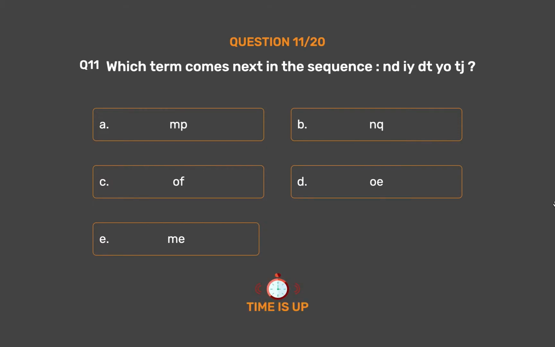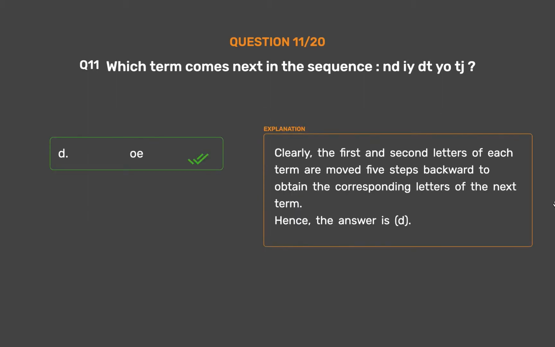The correct answer is option D, OI. Clearly, the first and second letters of each term are moved 5 steps backward to obtain the corresponding letters of the next term. Hence, the answer is D.